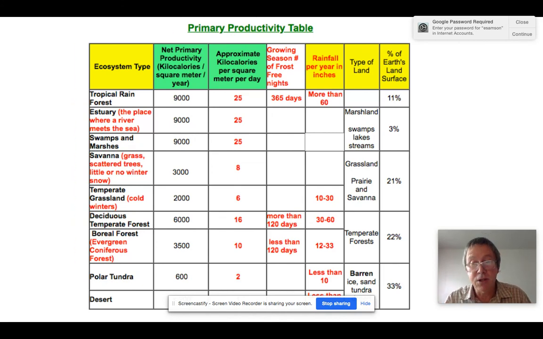So that's it. I am sorry that this one went as long as it did, and unfortunately you still have to watch the one on aquatic biomes. It's going to get better. Don't worry.